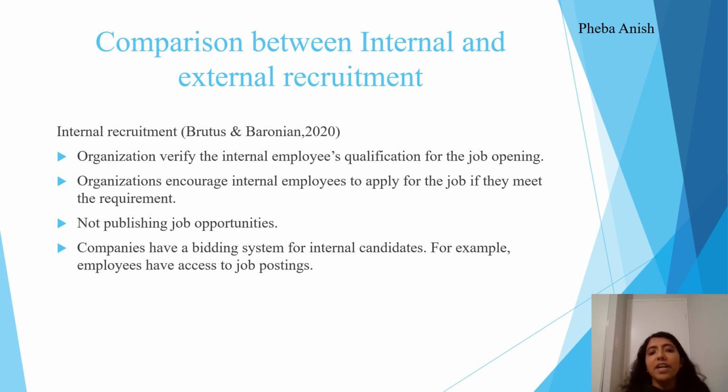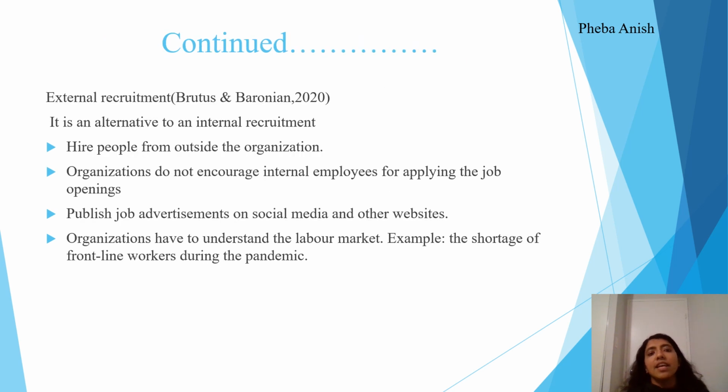So the companies have a bidding system for internal candidates, which helps the employees to access the job openings. And the next thing is external recruitment, which is an alternative to internal recruitment. They hire people from outside the organization rather than inside the organization. So the organization does not encourage the internal employees to apply for the job openings because they give preference to the outside people. Because of that, they publish the job advertisements on social media and other websites.